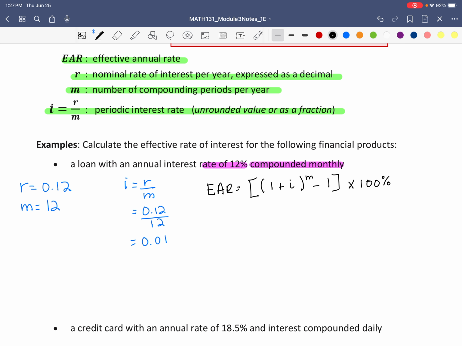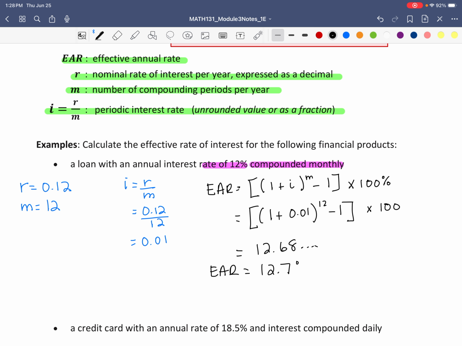So when we plug in our values, I is 0.01, our M value is 12, minus 1. Close that bracket and then multiply everything by 100. We get a rate of 12.68 and change. Let's round this to 1 decimal place. So we get an EAR of 12.7%.